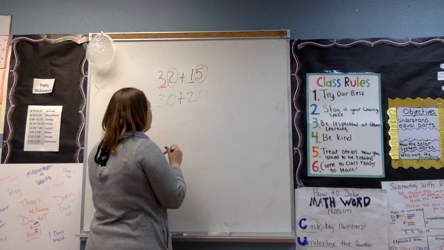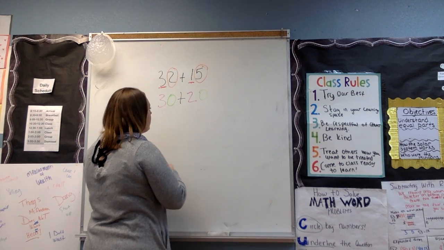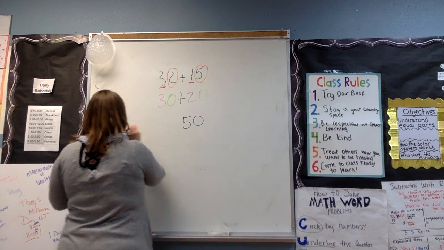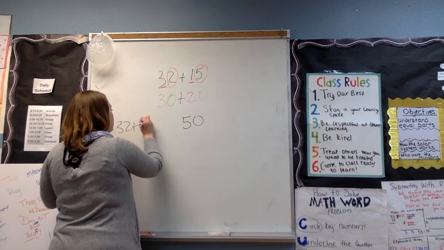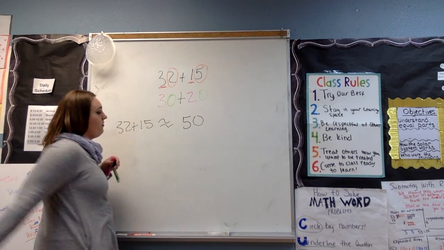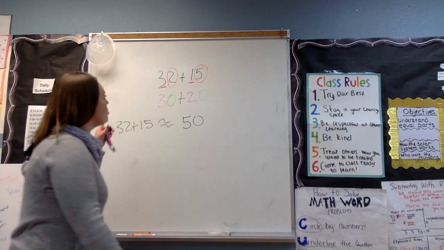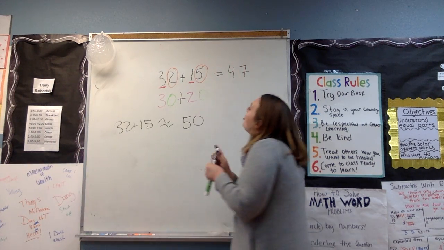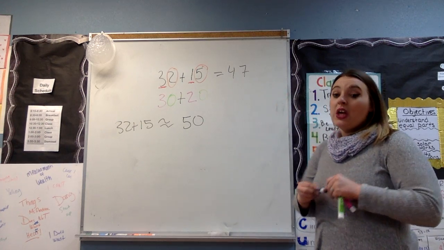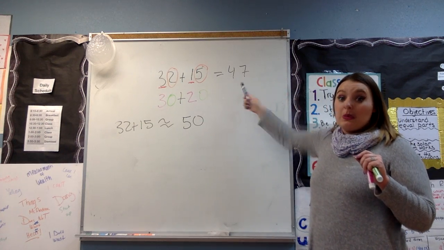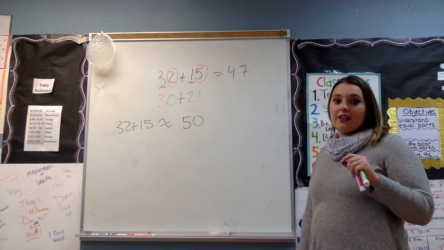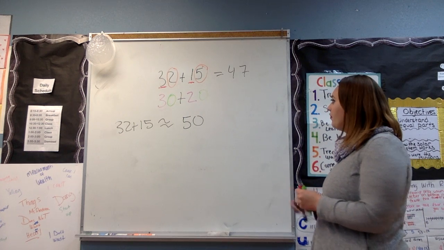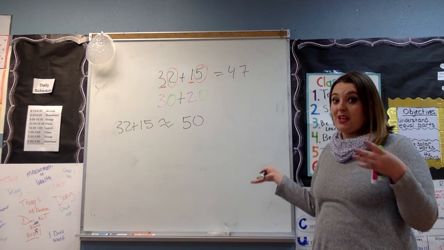All right? This is pretty simple. 30 plus 20 is 50, making 32 plus 15 is approximately 50. And let's check, let's see here, 47. So 32 plus 15 is 47. If you would round 47 up, it would be 50. So, you know, that's how you know you're probably right. Okay? Or it's a good estimation, a good rounding.